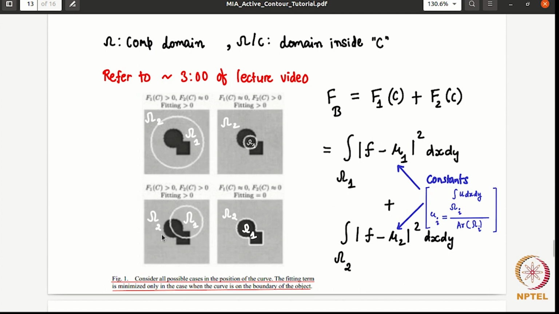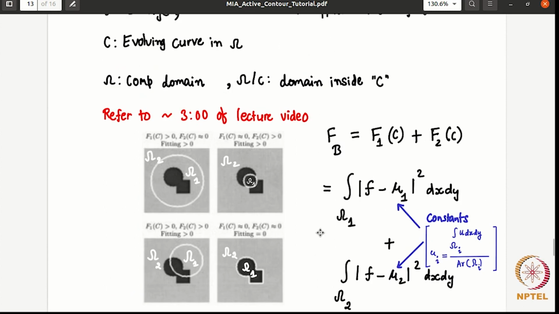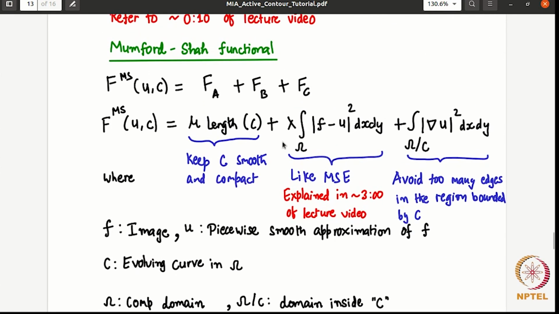Here in this case, you see there is black and white in both regions, omega 1 also, omega 2 also, so that is why it is also greater than 0. It will be fitting well only when we have this type of structure, and this is what we want to do. So if you consider all possible cases in the position of the curve, the fitting term is minimized only when the curve is on the boundary of the object. So this explains this functional.